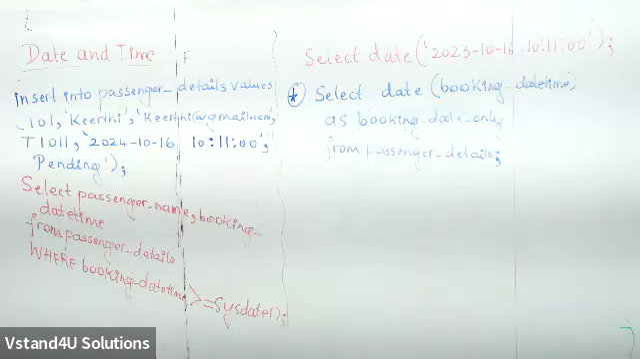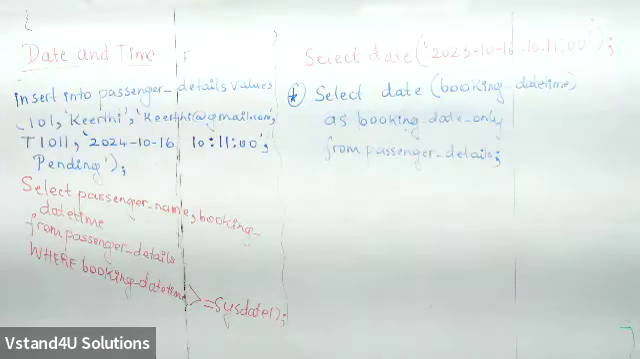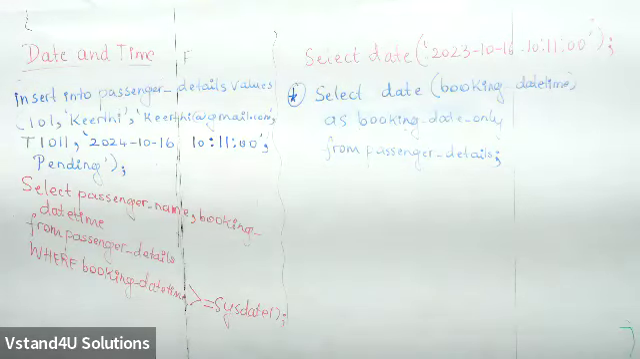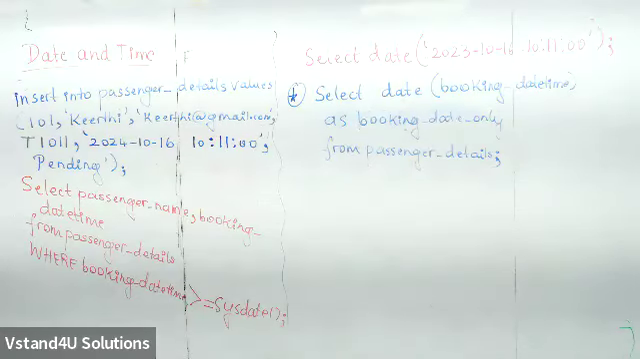How can you retrieve the passengers who made their booking on 2024 October 26th and display their names and booking dates? Write this query and let me search for a safety pin.